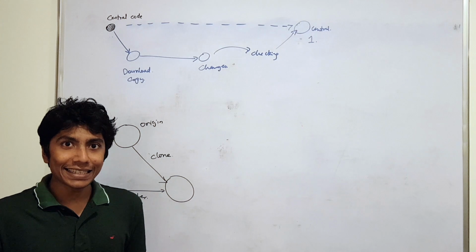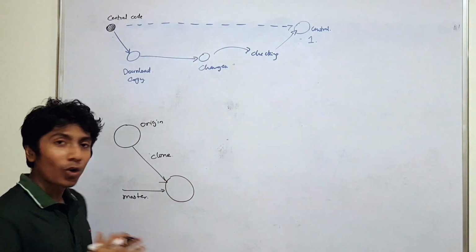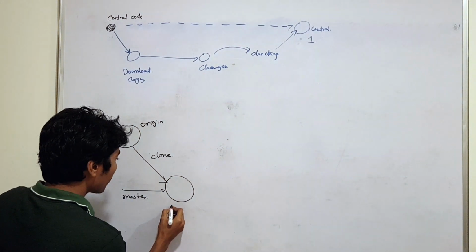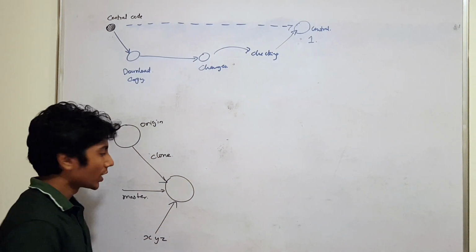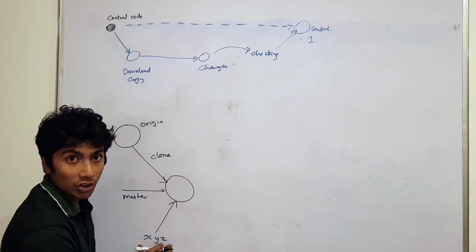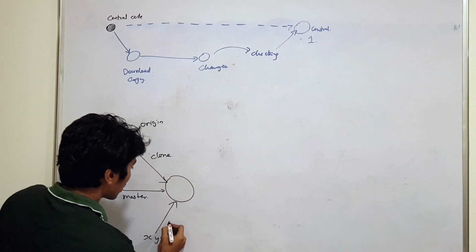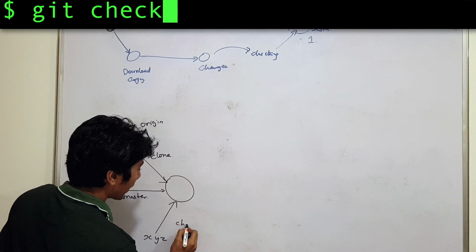What you want to do is be a little safe, and if you're unsure that your code is going to work, you want to make a new pointer to it. Let's say you have the new pointer XYZ. Now this is your branch. So the command for that is git checkout -b.